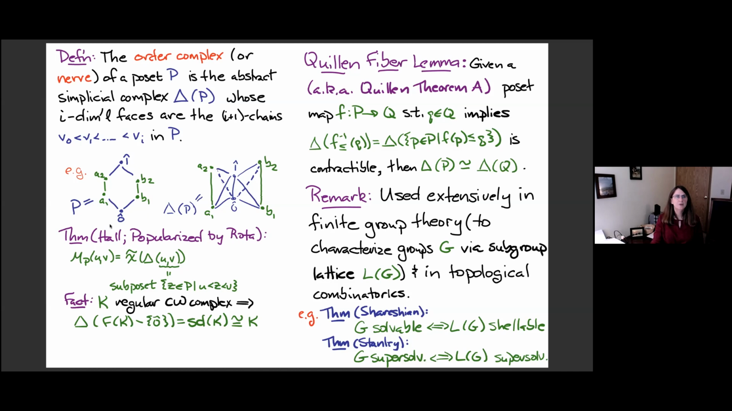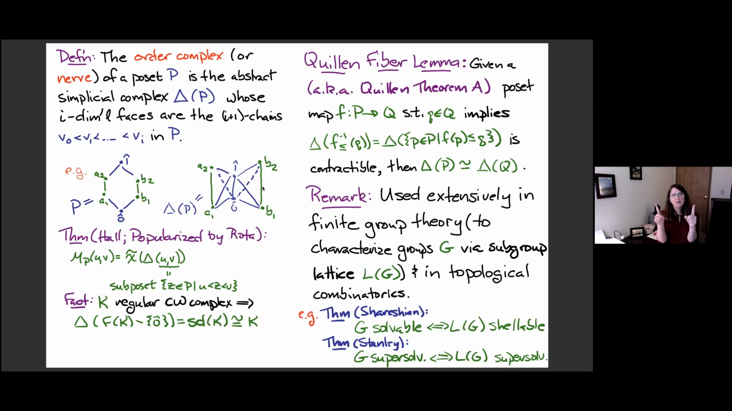What you do, if you want to compute the Mobius function from U to V, is look at the interval from U, let's say U equals 0 hat, to V, say V equals 1 hat, and take the proper part. You chop those out, and take the order complex of the sub-poset. So that would be the green thing for the example I just described, the pair of edges.